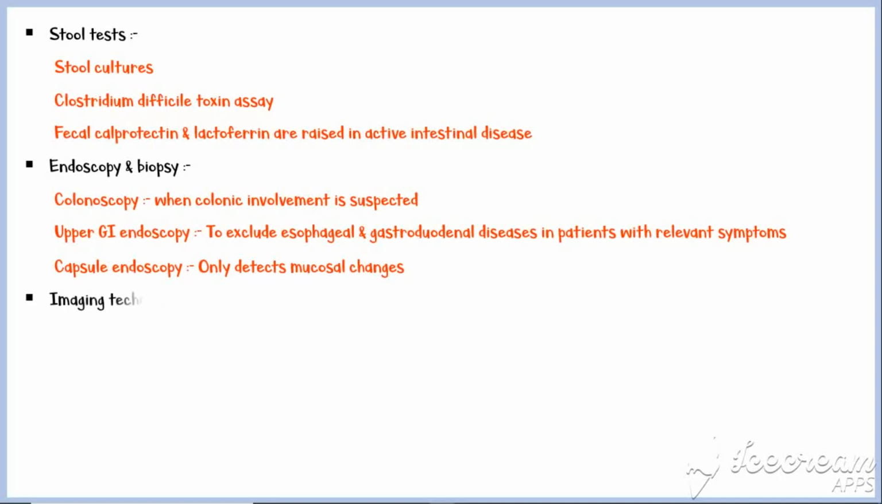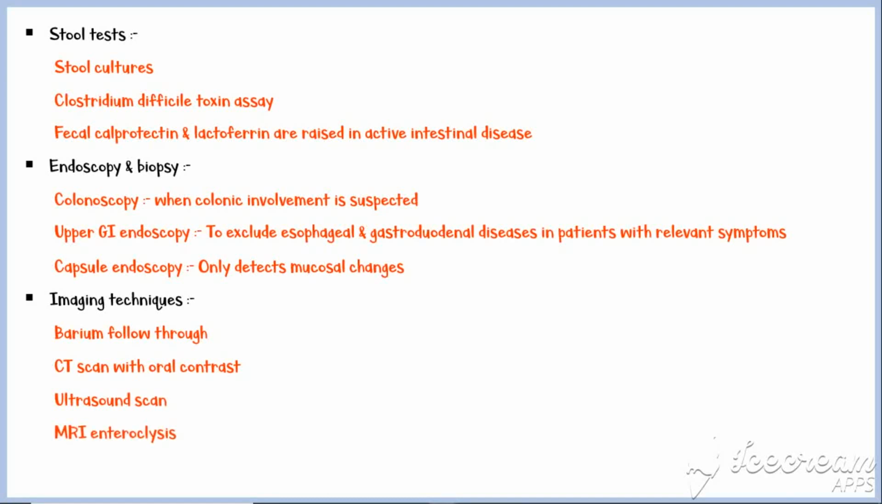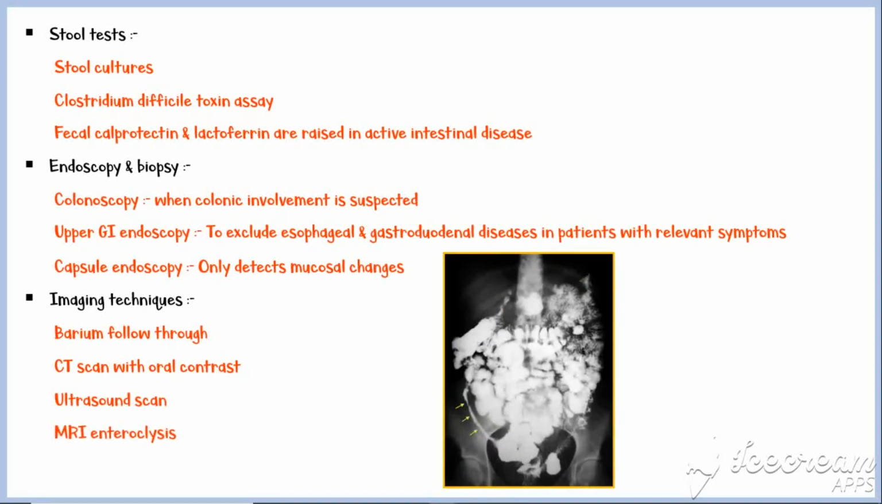Various imaging modalities are also available to aid in diagnosing the condition, including barium follow-through, CT scan with oral contrast, ultrasound scan, and MRI enteroclysis. This image shows a barium follow-through radiograph in Crohn's disease. Small yellow arrows on the left side denote a stricture in the small intestine.